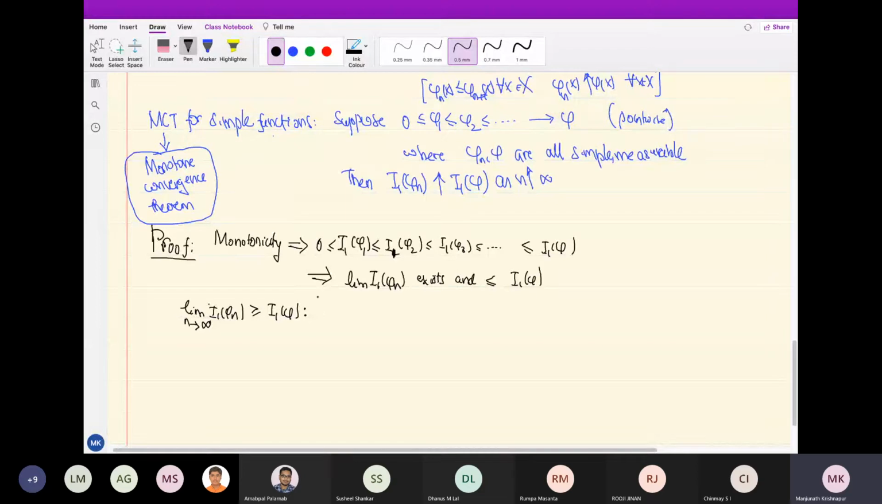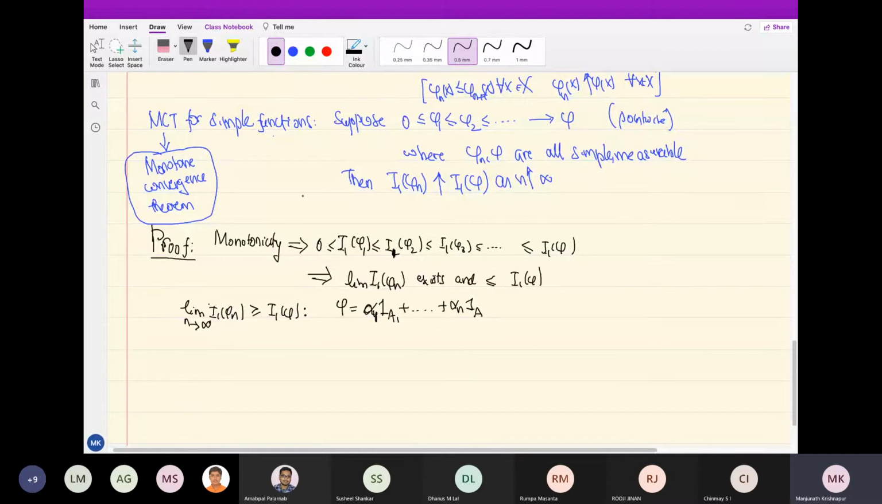How do we do this? So this is the key part. You have to use that these are simple functions. The first one just used monotonicity. Now we actually use that these are simple. So let's write phi in its canonical form. Okay, so let's write it as alpha 1 indicator A1 plus ... plus alpha n.